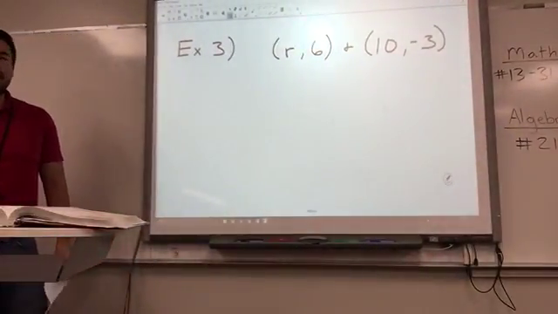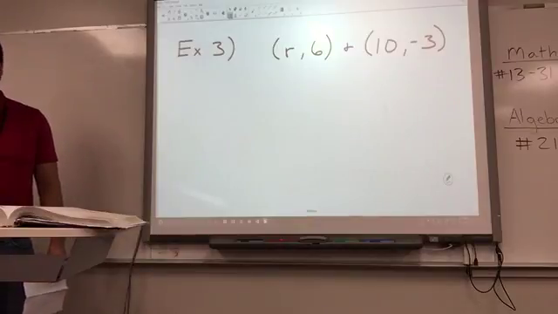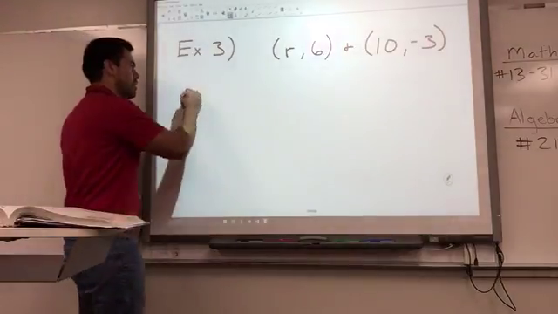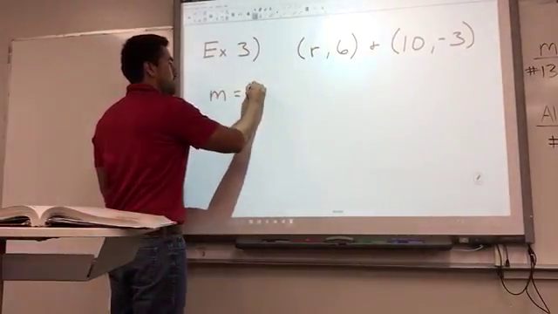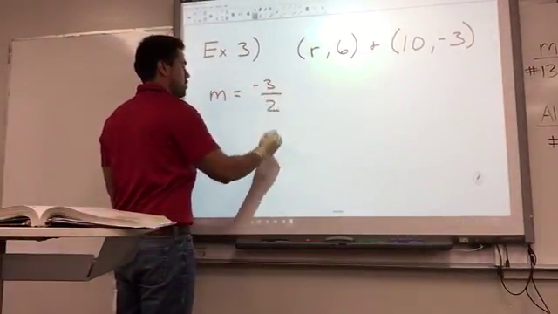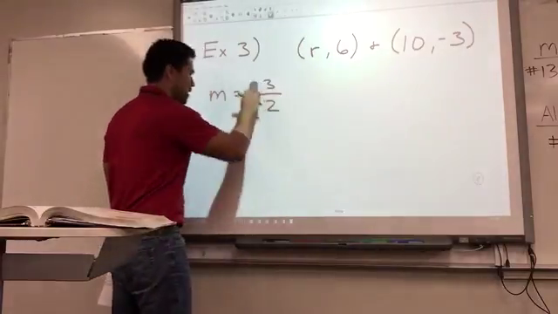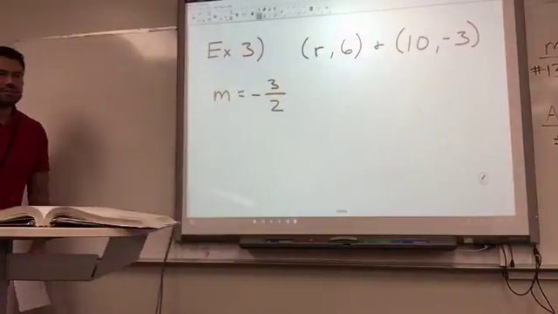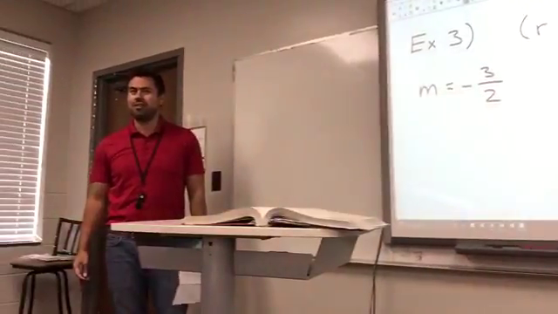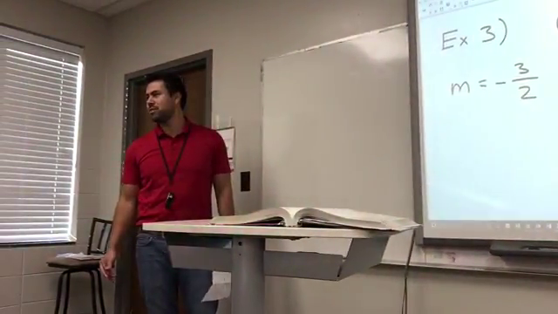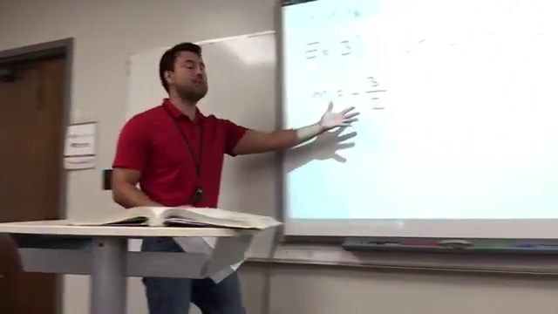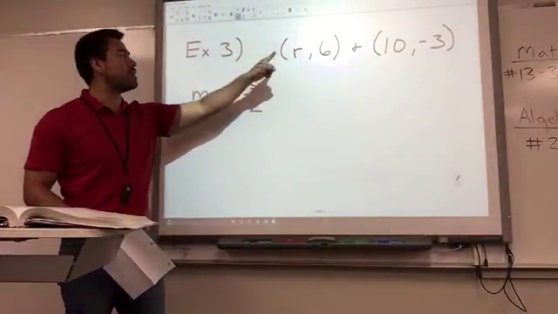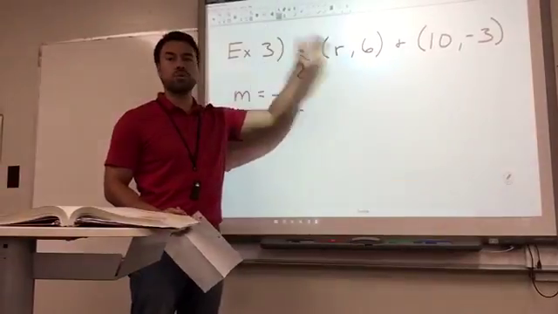But then they gave me an extra piece of info. What's that extra piece? Guess, what's the slope? Negative 3 over 2. I think they put the negative sign right in the middle, because we need to talk about that. Do they want me to find the slope? No. Why not? Oh, they gave me the slope. I have to find the value of r. Well, how in the world do I do that?